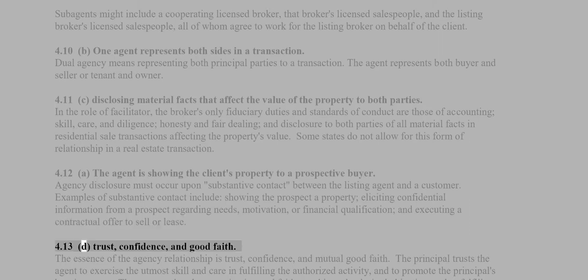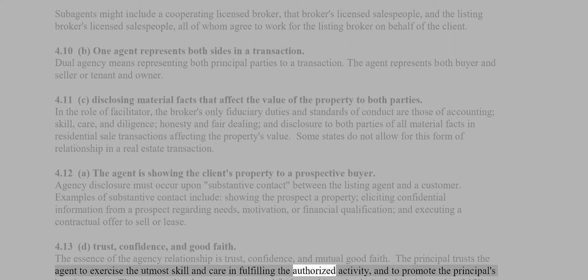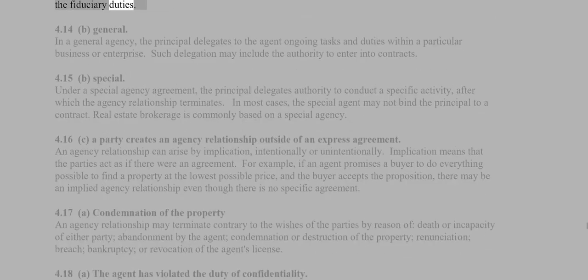4.13 d. Trust, confidence, and good faith. The essence of the agency relationship is trust, confidence, and mutual good faith. The principal trusts the agent to exercise the utmost skill and care in fulfilling the authorized activity, and to promote the principal's best interests. The agent undertakes to strive in good faith to achieve the desired objective, and to fulfill the fiduciary duties.